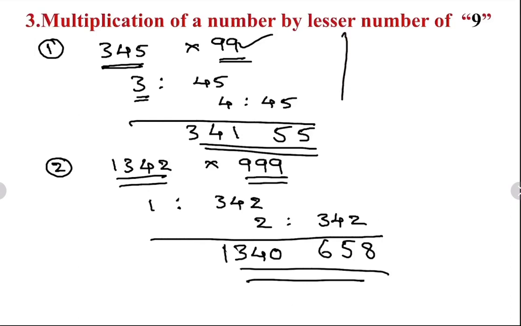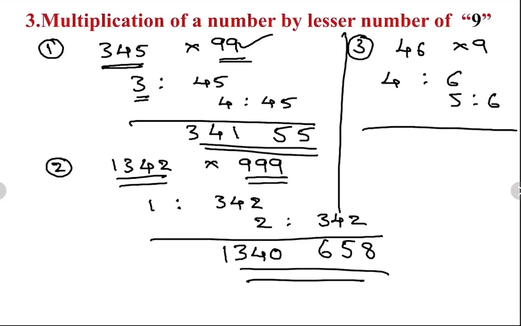Next, if we go with the third example, 46 is multiplied with 9. So 4 is to 6. 4 plus 1, 5 is to 6. 10 minus 6, 4. 6 minus 5, 1, 4, 1. This is the answer.